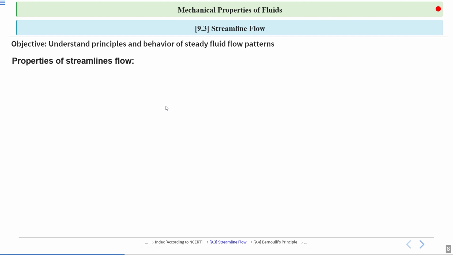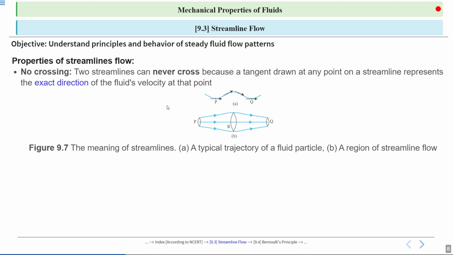Now let's talk about the properties of streamline flow. Streamline flow, also called laminar flow, is when every particle of the fluid follows a smooth path and these paths never cross each other. So the first key property is that two streamlines can never cross. Alright. So this is the first property.